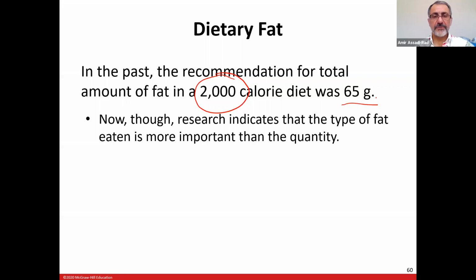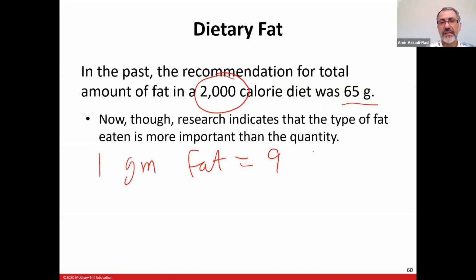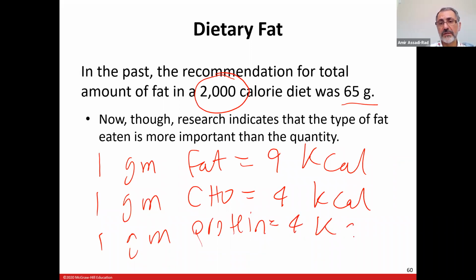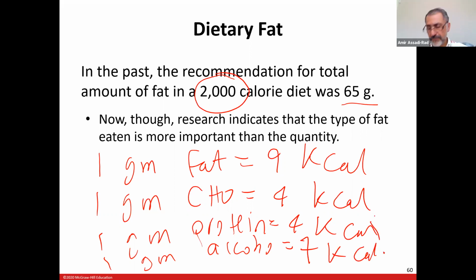Well, yeah, it flops back and forth, but one thing I want to mention while we're here: 1 gram of fat gives you 9 kilocalories, okay? 1 gram of carbohydrates gives you 4 kilocalories. And then 1 gram of protein gives you 4 kilocalories. And then 1 gram of alcohol gives you 7 kilocalories. I would like you to know this. It might come up during the semester, but yeah, I would like you to know these things.